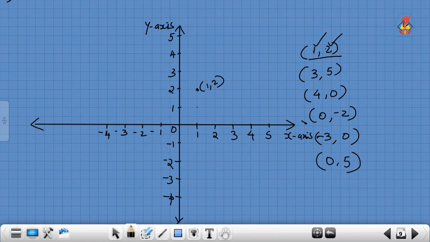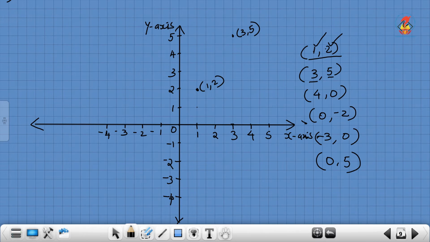Next is 3, 5. First, the x coordinate is 3, so we mark 3. From 3, move 5 units upwards because 5 is a positive number. This is 5. So this is 3, 5.